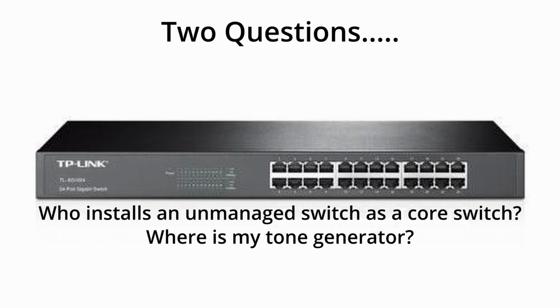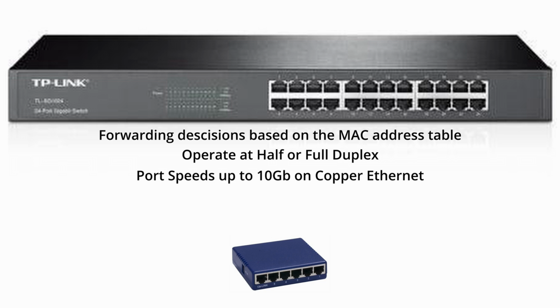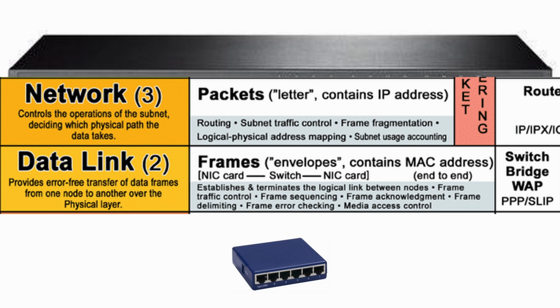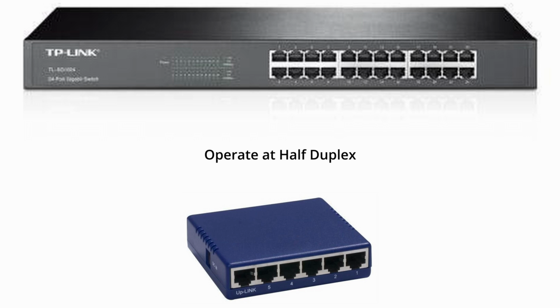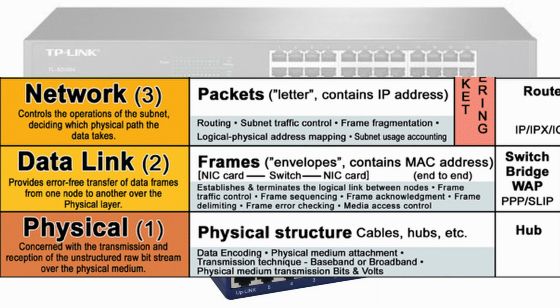Now, people can get confused between hubs and switches. A switch makes forwarding decisions based on the MAC address table and sends traffic to the correct port. A switch can operate at half or full duplex and can offer port speeds up to 10 gigabit on Ethernet and even 100 gigabit on fiber. A switch works at layer 2 and can also work at layer 3 of the OSI model. Hubs work at half duplex at a maximum speed of 10/100 and are also a layer 1 device that works at the physical layer of the OSI model.